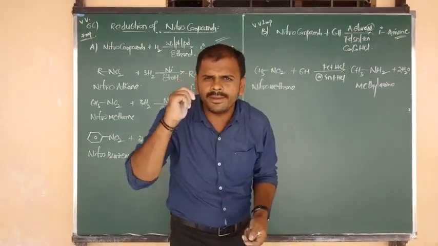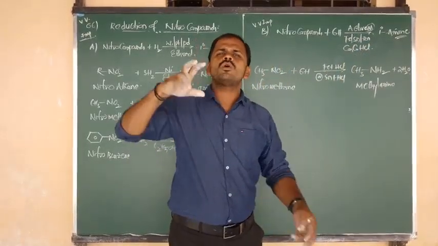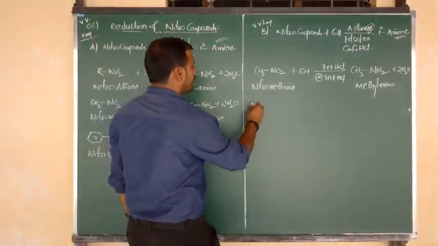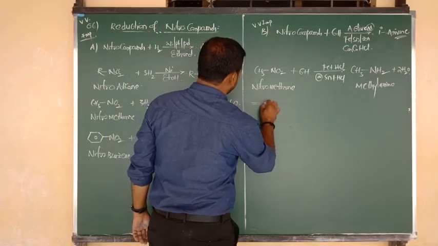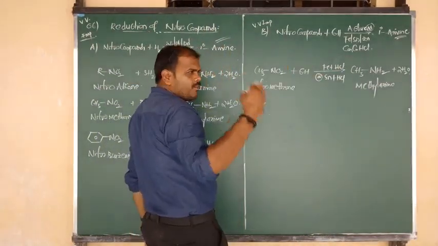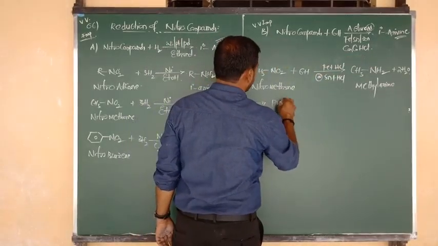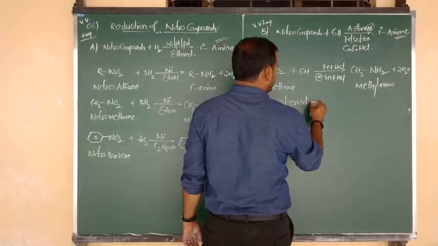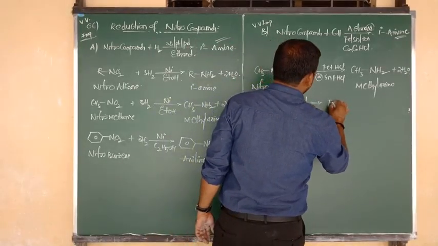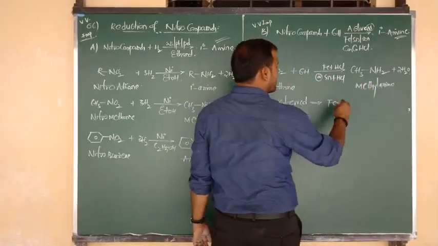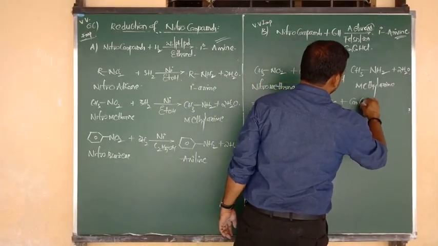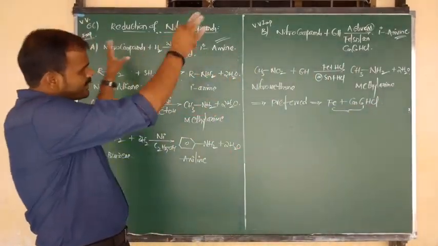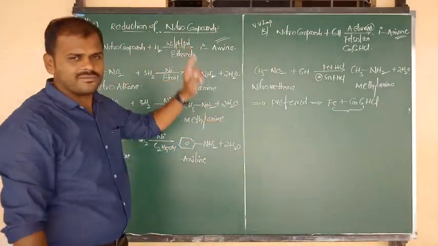And all of you remember, my dear students, of the 3, the most suitable and preferred combination is, this is the objective question. So in the reduction of nitro compounds in this process, the most preferred combination for this reaction is iron scrap, or finely divided iron powder, along with HCl, or we can write concentrated HCl. This combination was highly preferred for the reduction of nitro compounds.